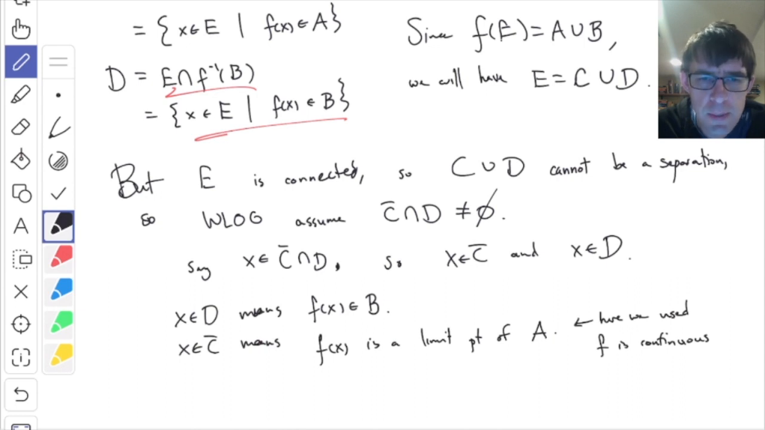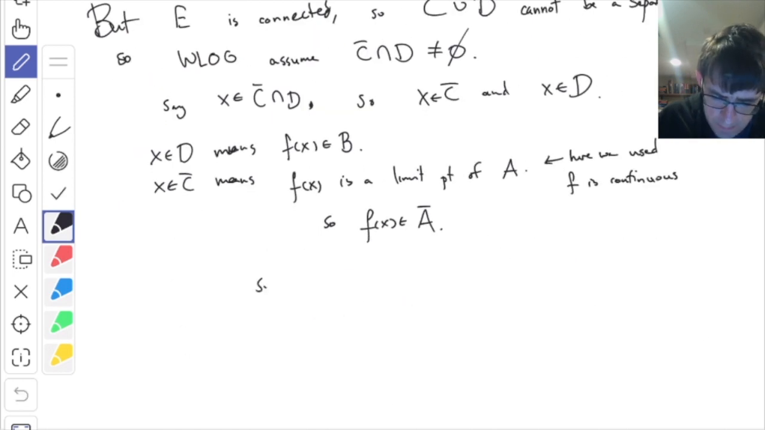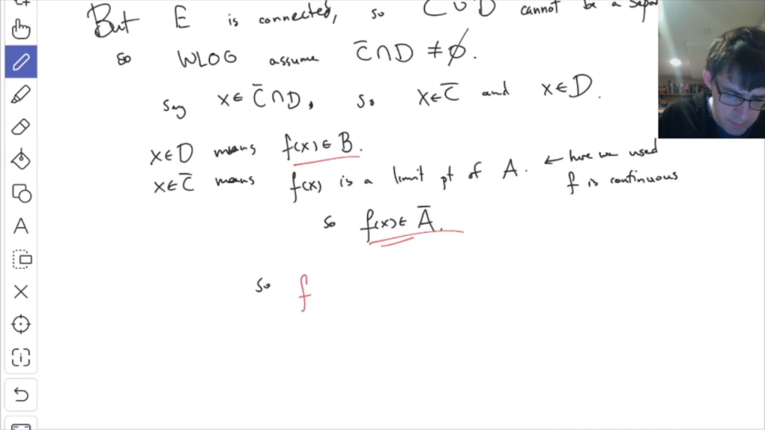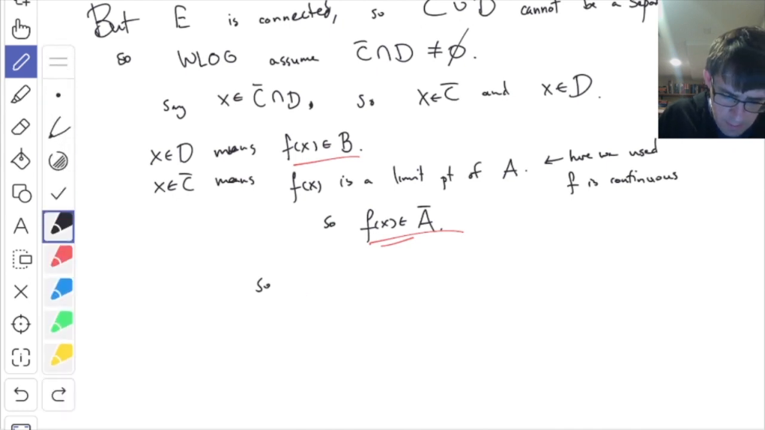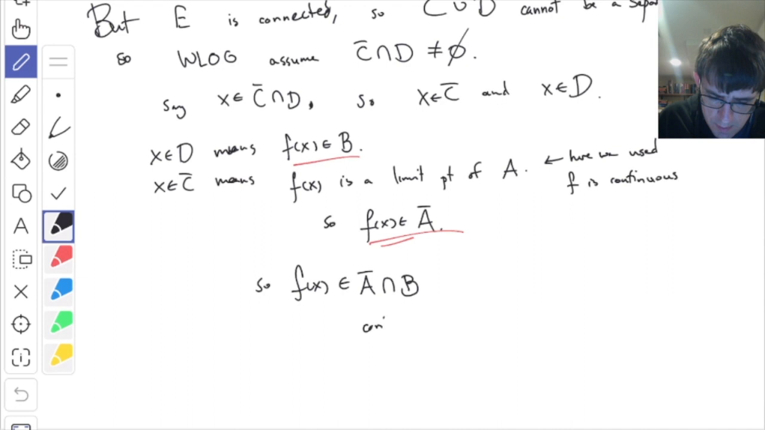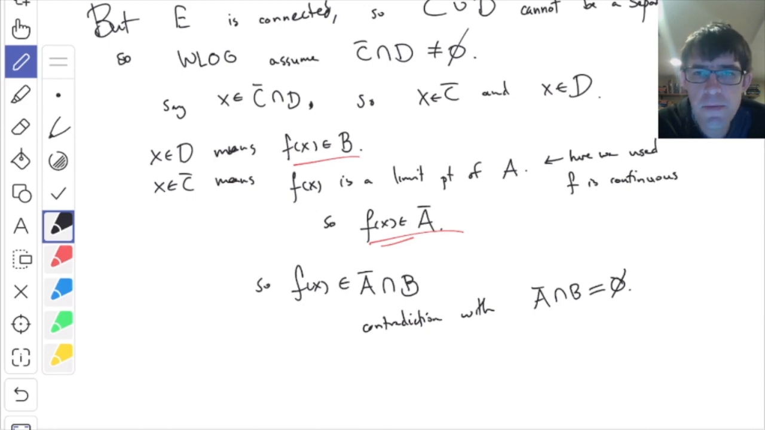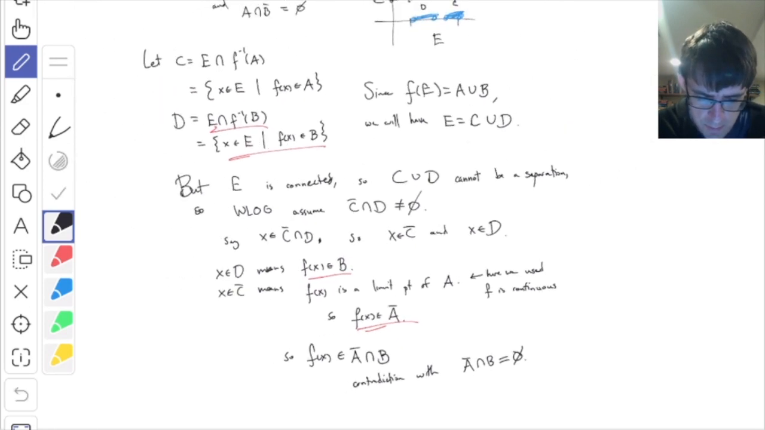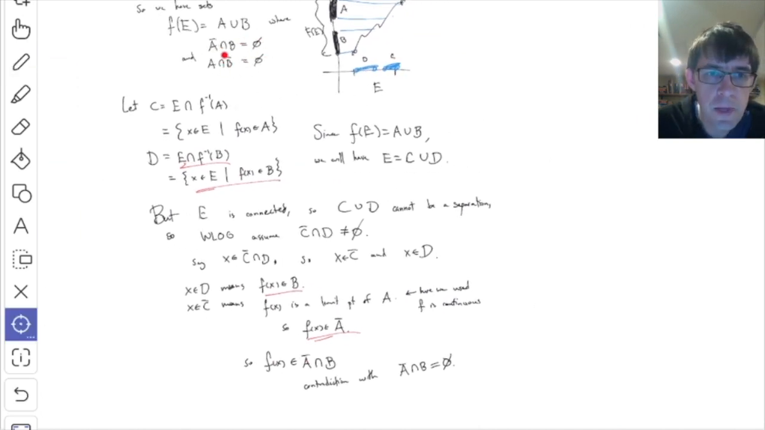Okay, anyway, f of x is a limit point of A and f of x is in B. This means, of course, f of x is in A bar. And this is the contradiction. So we said f of x is in B, right? And f of x is in A bar. So f of x is in A bar intersect B. And this is a contradiction with our assumption before that A bar intersect B is empty, right? We assumed at the very beginning of the proof that these were empty. But we just found a point which is in A bar intersect B.